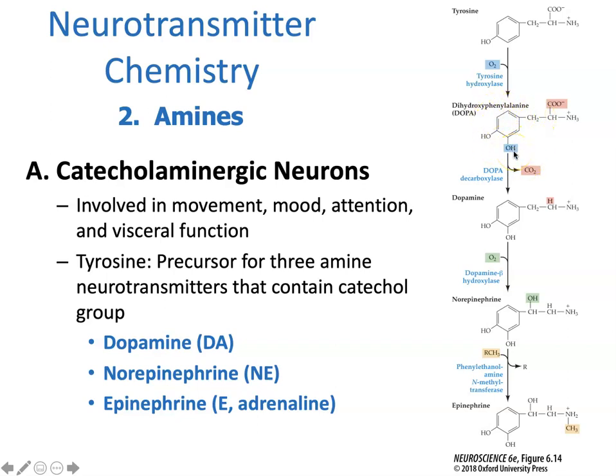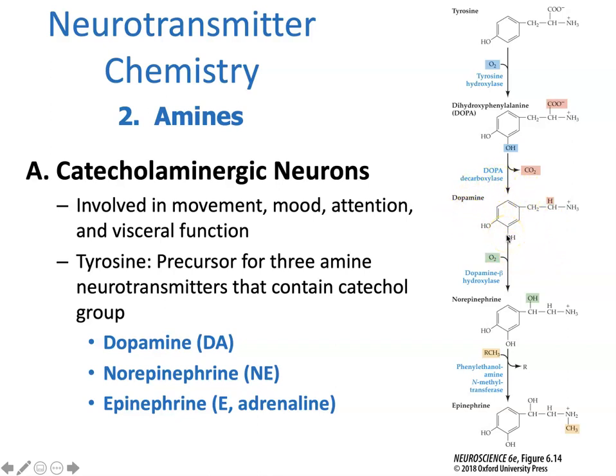Dihydroxyphenylalanine will decarboxylate, and so we're going to remove carbon dioxide using DOPA decarboxylase to produce dopamine. So there's your first catecholaminergic neuron. Dr. Martinez is going to be talking to us more about dopamine and dopaminergic neurons that are known to be dysfunctional over time with Parkinson's patients.